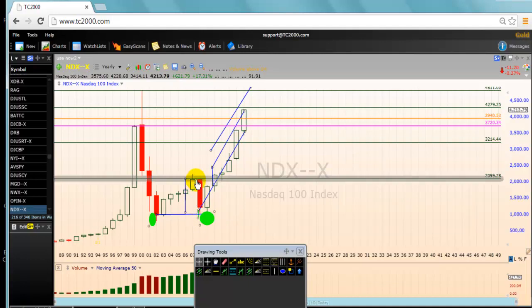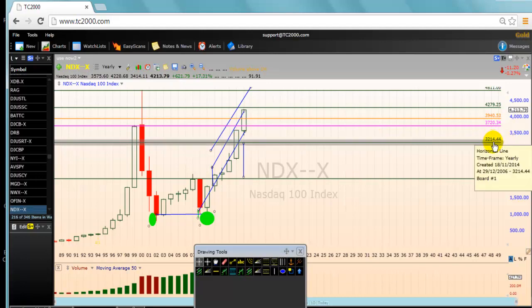So we will measure the distance from the knot to the lowest point of the double bottom pattern, and we will project it to the top. I have my measuring stick here. So the first target was at 3214. That target was hit. Did you know that? You want to know. It was taken out.